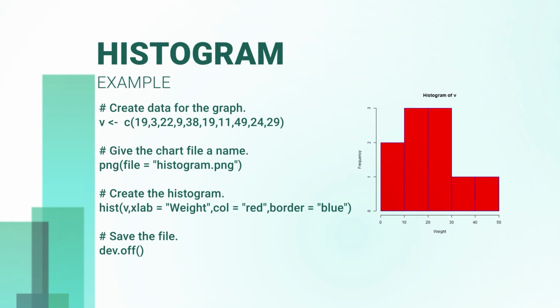It's very easy to draw a histogram. You just simply have to use the format of the syntax of the histogram. Again, take v as a vector, so you can assign different values to it. Again, you can save the file by using png format. Then you can create a histogram by just writing hist(v), already given to it. Then you can give the labels to the x-axis and y-axis, and then you can set the border to any color. If you want to save it, you can simply save it with the help of dev.off.